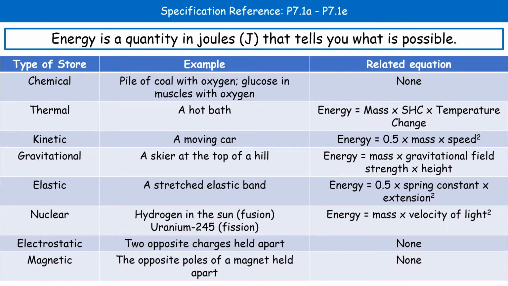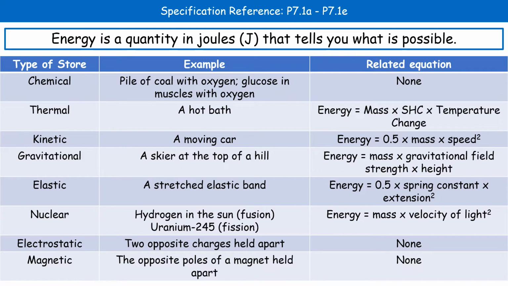Hopefully, we remember a lot of these different types of energy store from Key Stage 3, if not the GCSE itself. What we can see then: chemical, thermal, kinetic, gravitational, elastic, nuclear, electrostatic, and magnetic. We need to know all of those different stores. There are some examples there in case you're not sure what would actually constitute one of those stores, and there is the related equation link on the right.